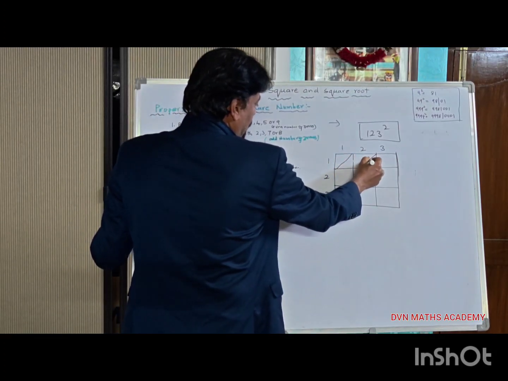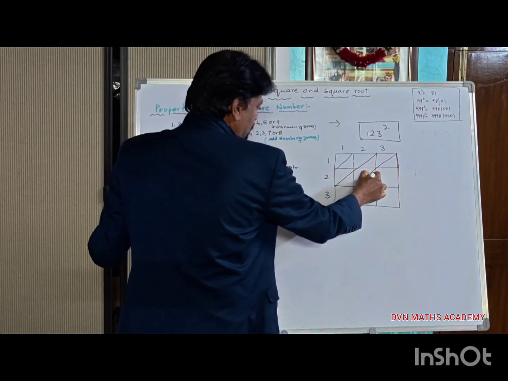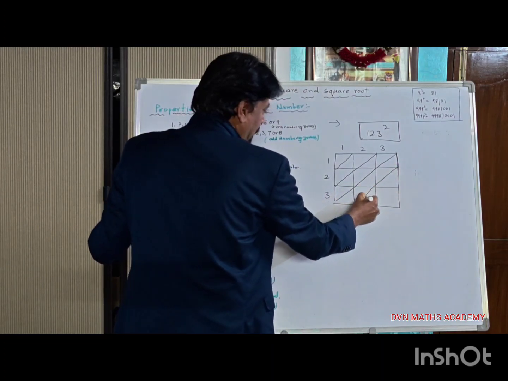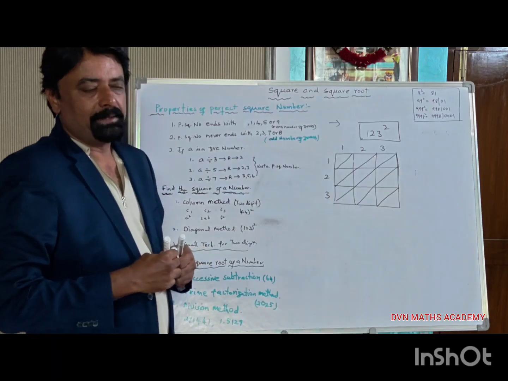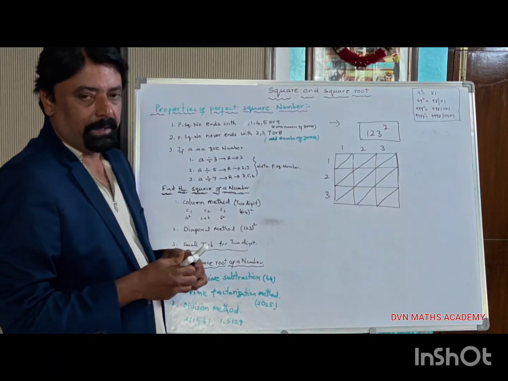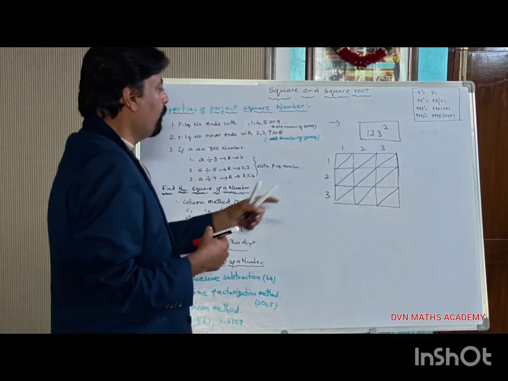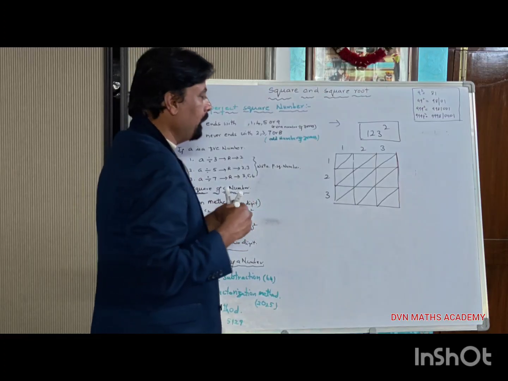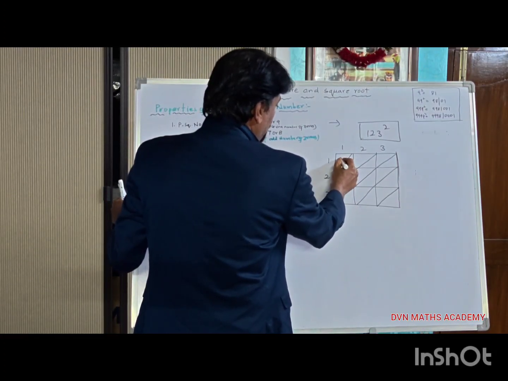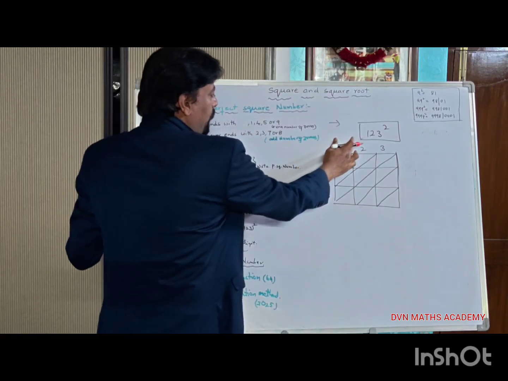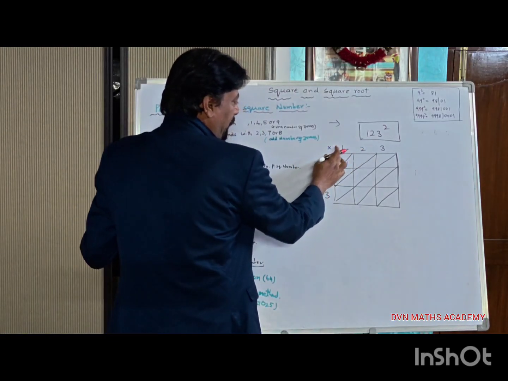This is diagonal 1, this is diagonal 2, this is diagonal 3, this is my diagonal 4, and this is diagonal 5. After drawing the diagonals, you write the values here by multiplying. 1 into 1 is 1. You should not write a single digit, you should write 2 digits. So 1 into 1 is 0, 1.